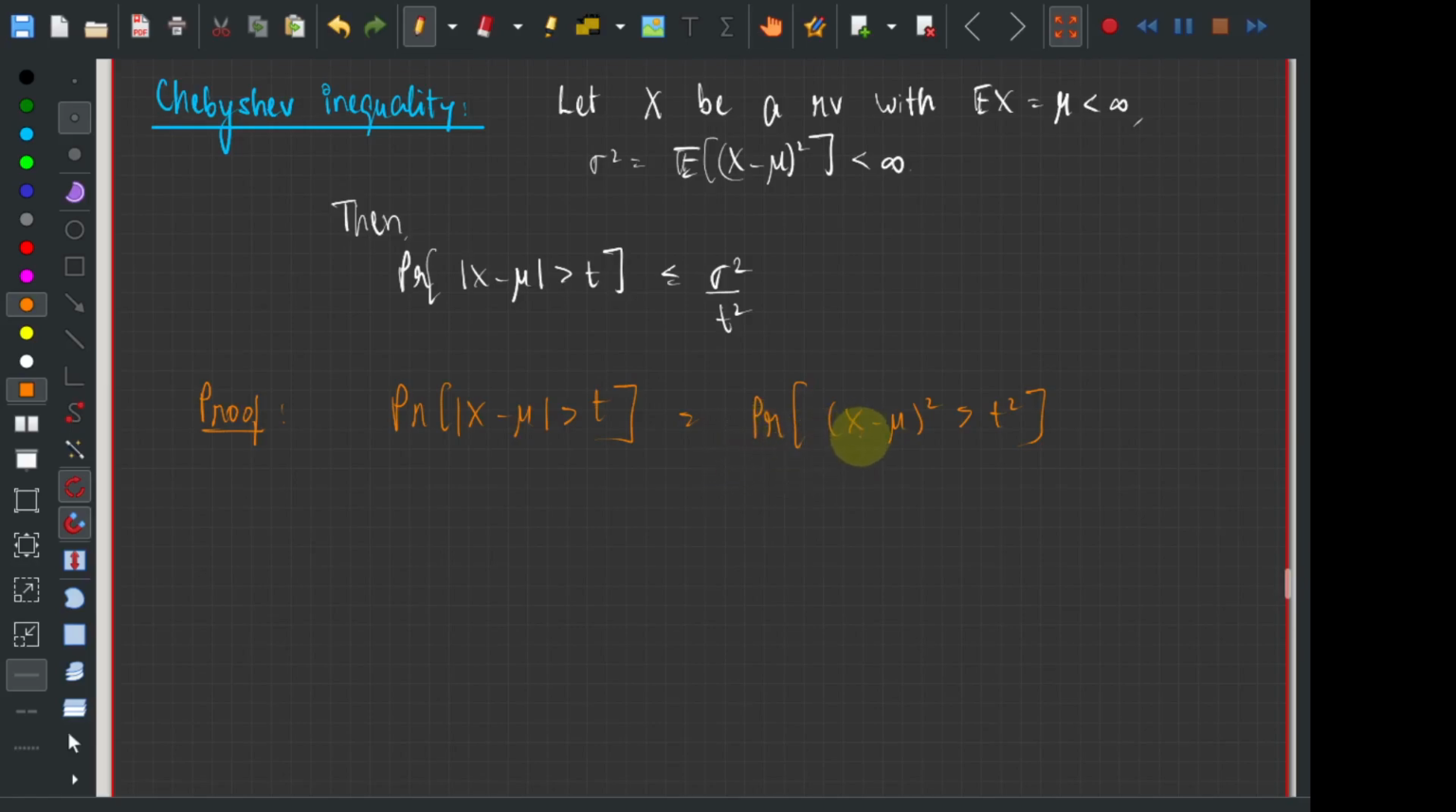Okay. So if I just apply Markov's inequality, I assume that this is a random variable y, and this is t square. What does Markov's inequality say? This is less than or equal to the expectation of y divided by t square. But what is the expectation of y? It is just sigma square. So this is less than or equal to sigma square by t square.